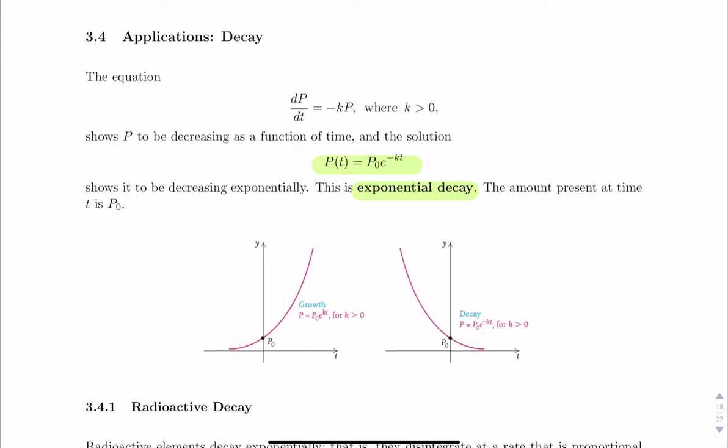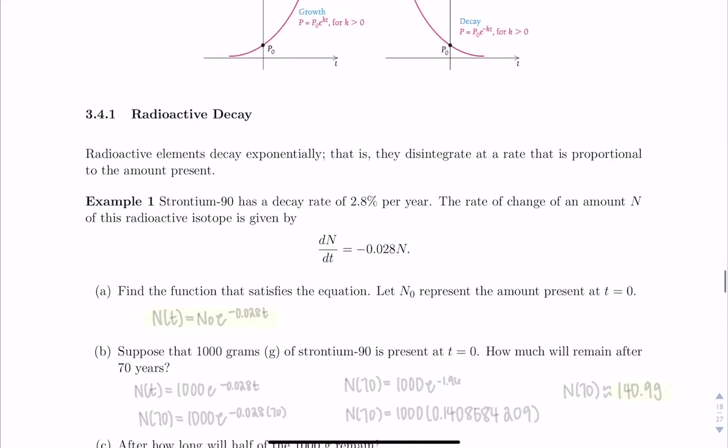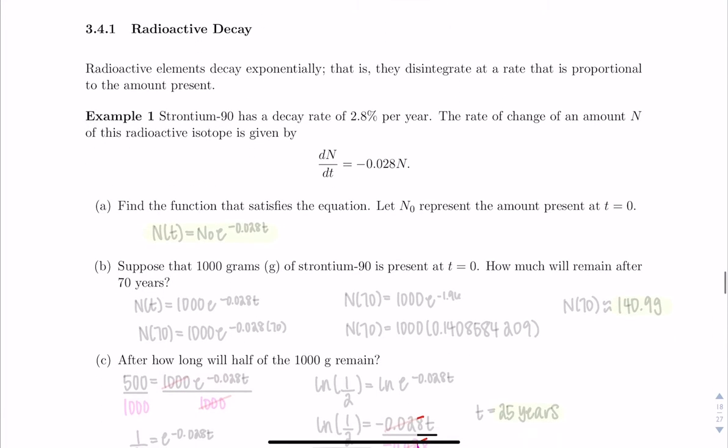And so you can see between the two graphs below, growth is going to continue to increase, whereas the decay, which is what we're considering, is going to get smaller and smaller, almost to 0. So radioactive elements decay exponentially. That is, they disintegrate at a rate that is proportional to the amount present. So let's start with example 1.